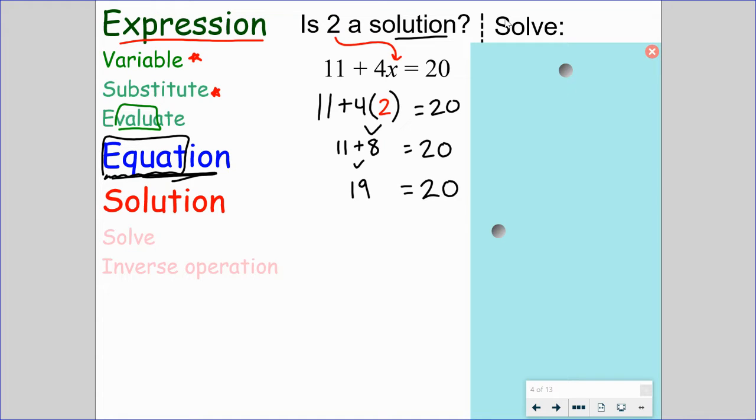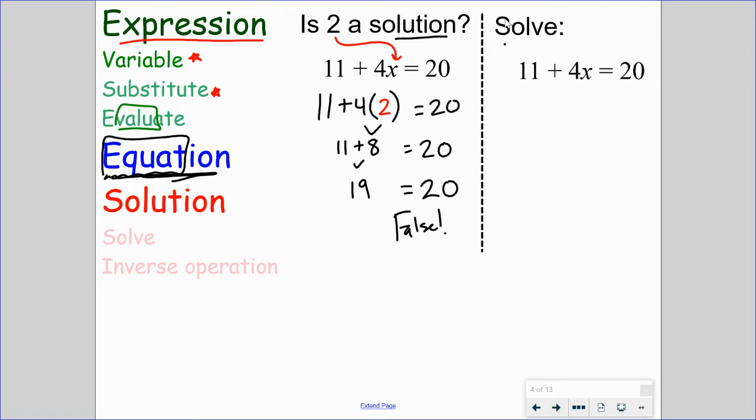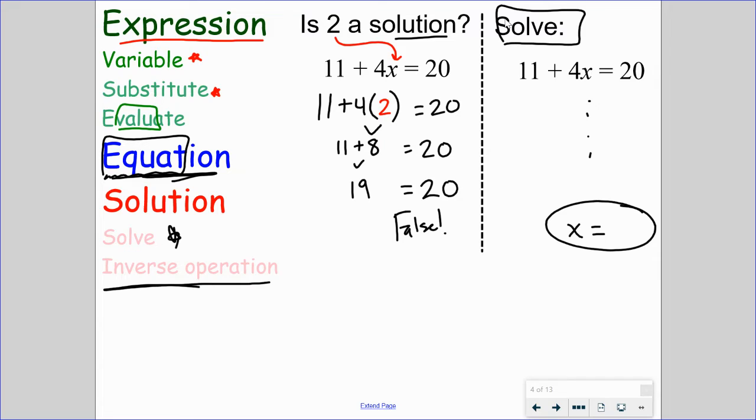So the question I have is, is 19 equal to 20? No, that is most definitely false. And therefore, the number 2 that we substituted in is not a solution. 2 does not make this statement true. All right, we could sit here and put in billions of different numbers, or we could use the word solve. Solve means let's go ahead and do all the algebra steps to actually find out exactly what x must be. In order to do so, we will use inverse operations. More on that coming up.